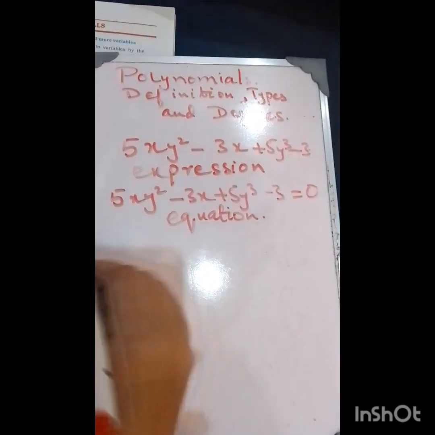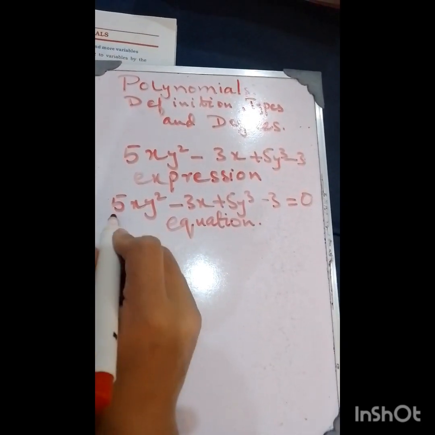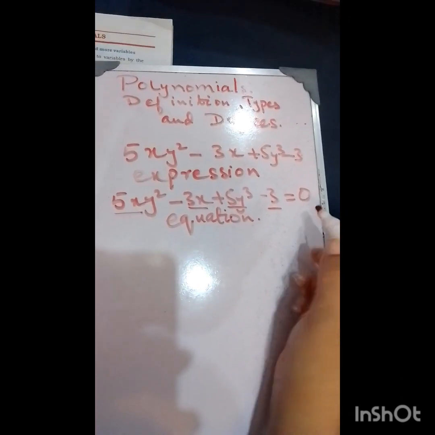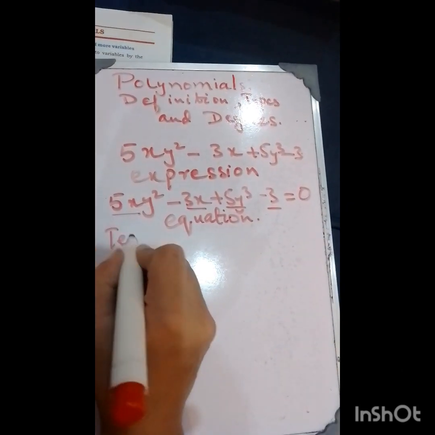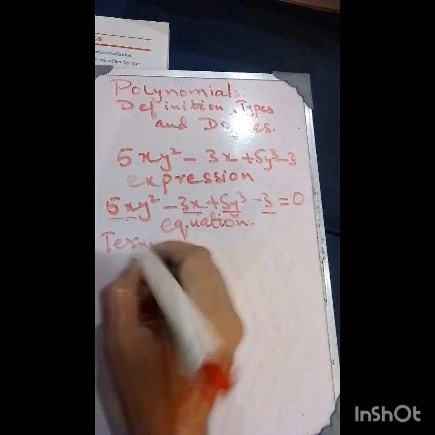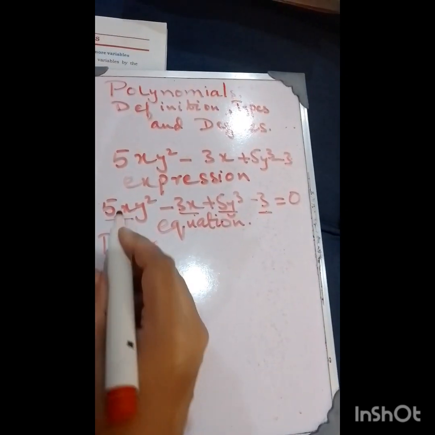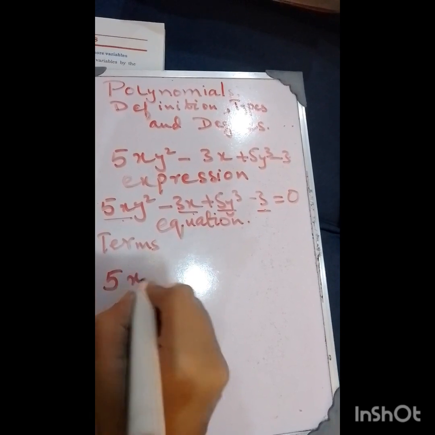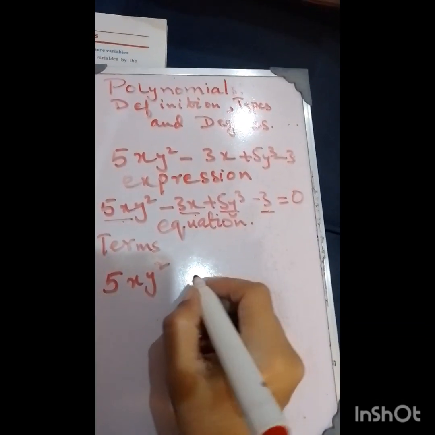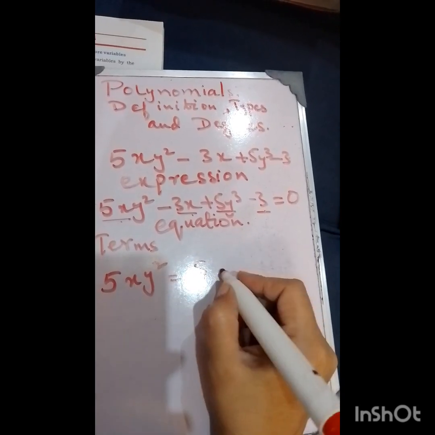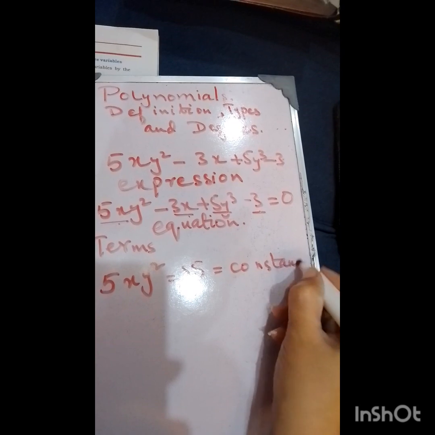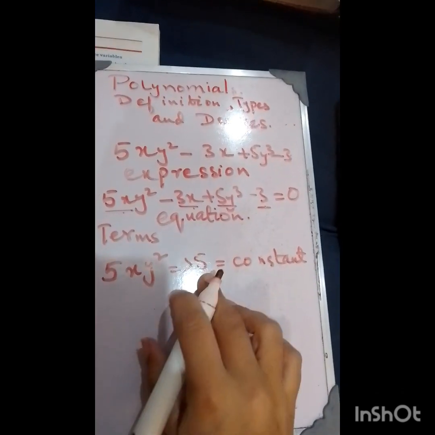Okay, so here I am describing that it has 1, 2, 3, 4 terms, by the way. These are the terms: term 1, term 2, term 3, term 4. And over here 5xy square, so it has 5 as a constant number as well as the coefficient.